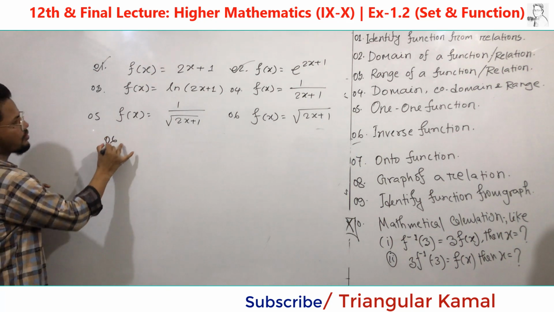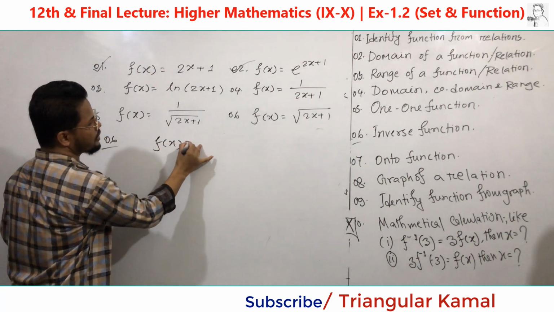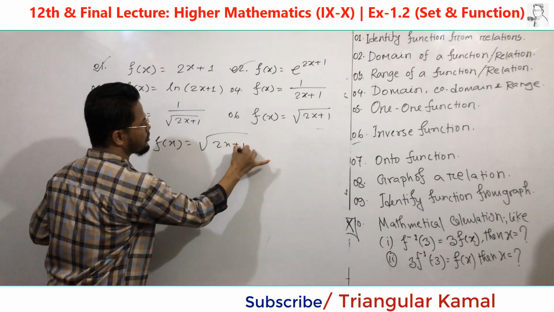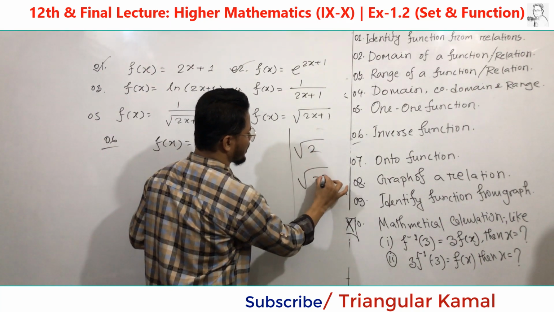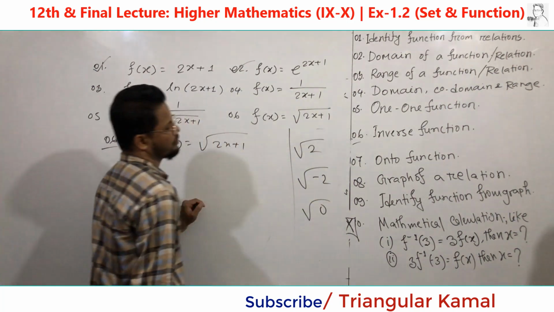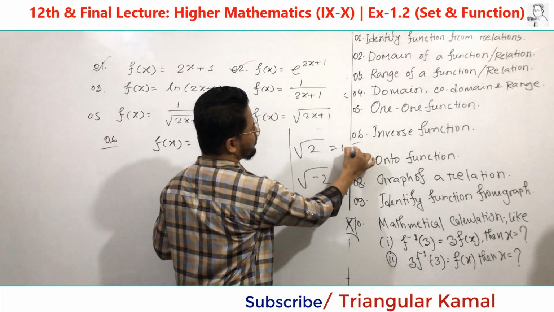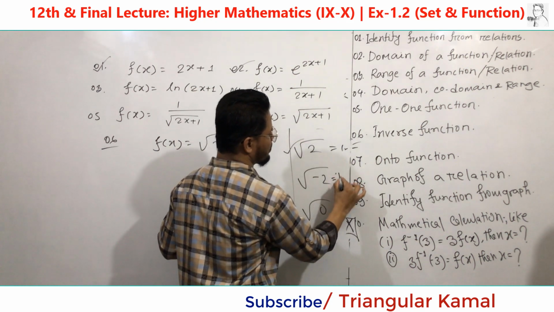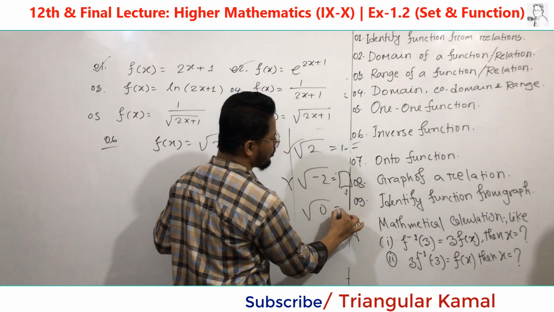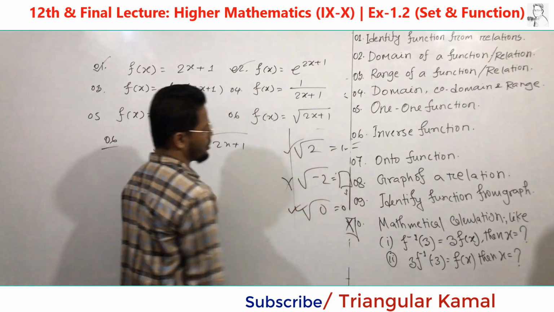Now give attention to question number 6. We see here f of x equals root over 2x plus 1. Positive number, negative number, 0. A positive number will give a real number, a negative number will give a complex number, not a real number. There will also be 0, which is a real number.